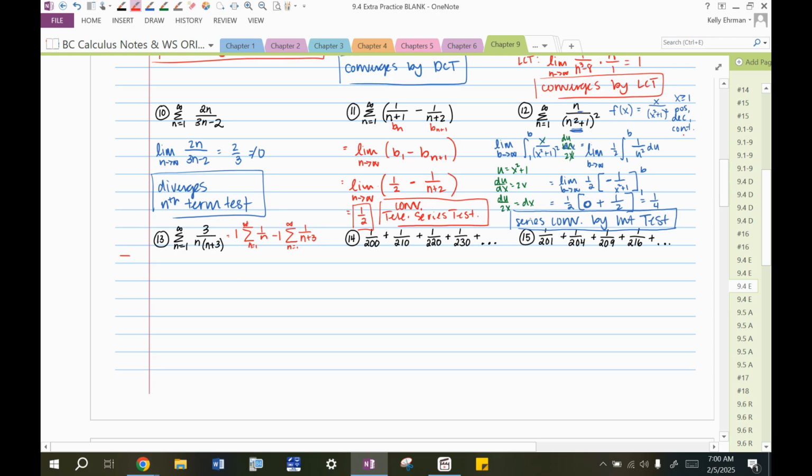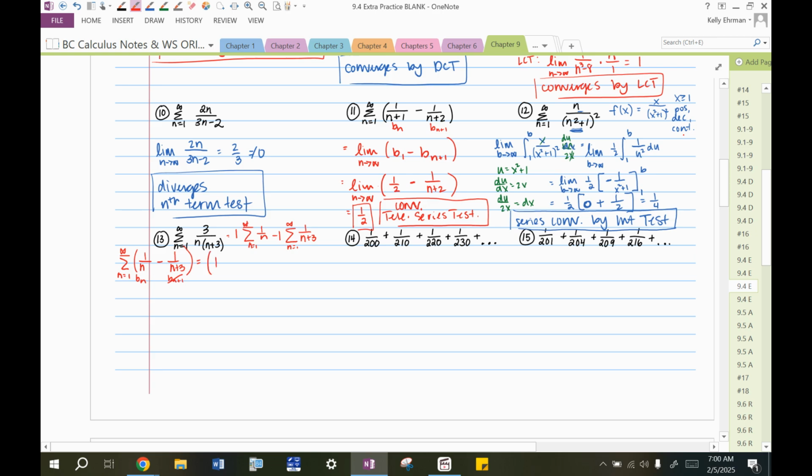So this is telescoping. It's 1 over n minus 1 over n plus 3. Now, I can tell if this is bn, this is not bn plus 1, so I can't just jump straight to the limit. Now, you could jump straight to the limit if you understand which terms are going to survive. But if you're not quite sure on that, then just start expanding out terms.